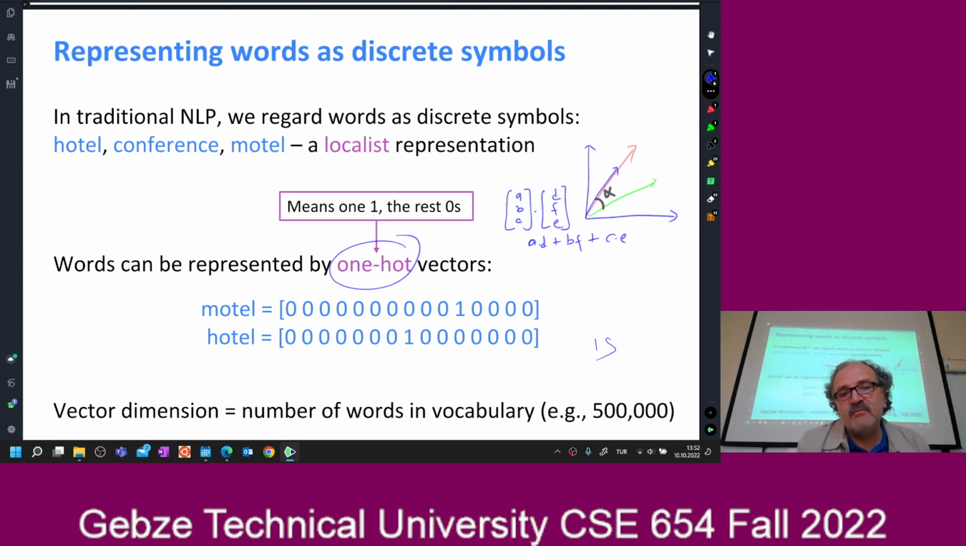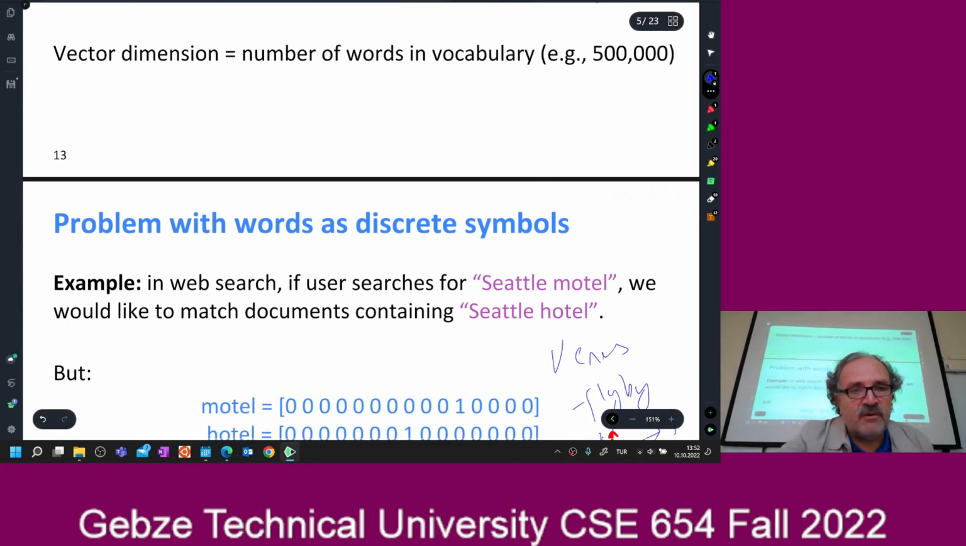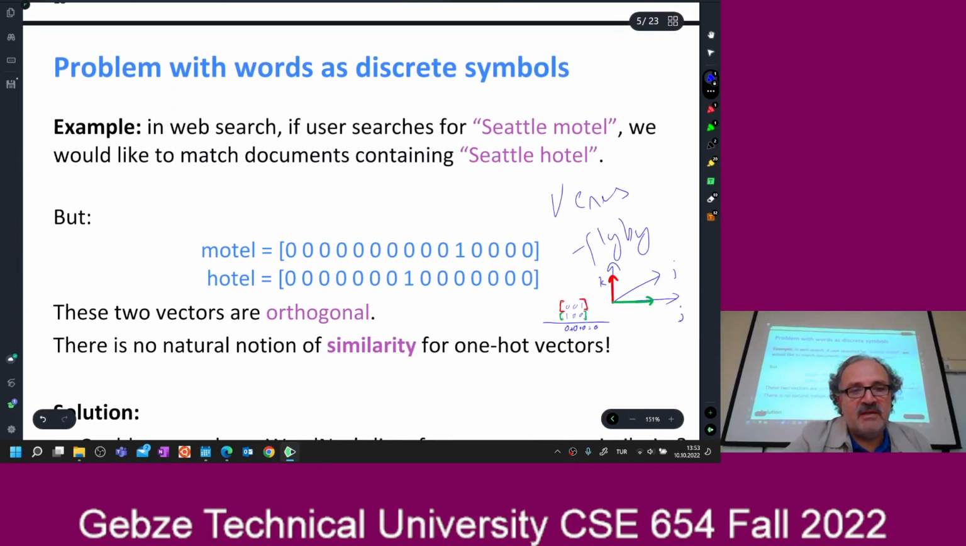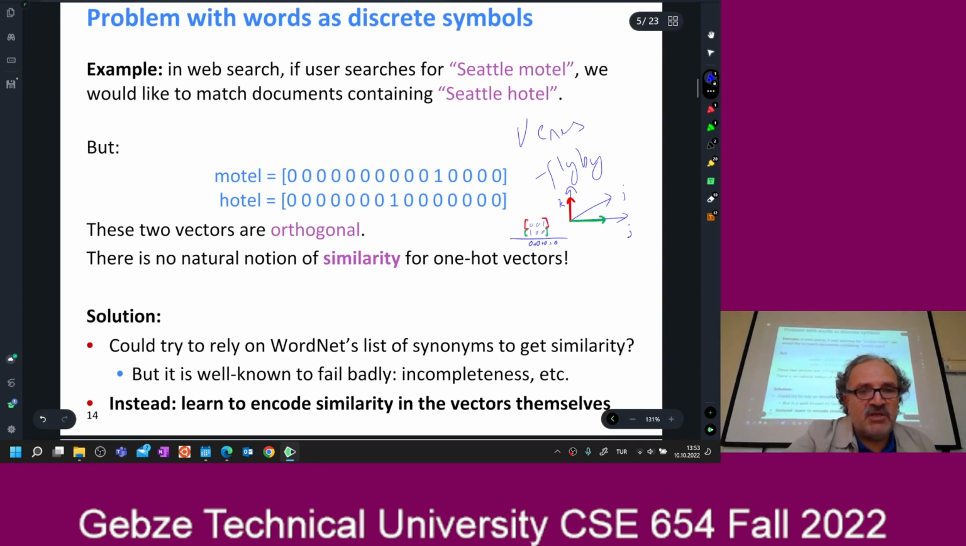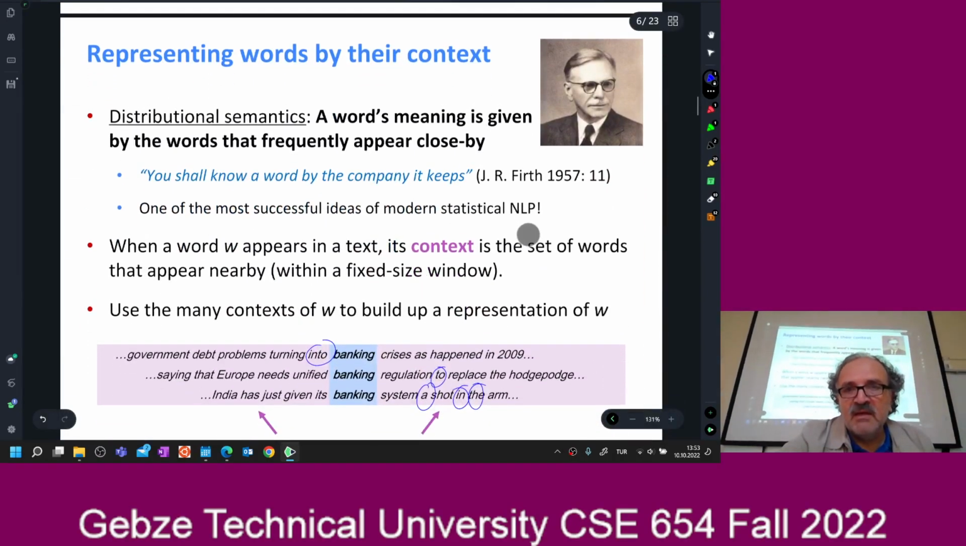For as a starting point to get to what we want actually. Okay, so this one is bad, or the vectors are orthogonal to each other. Okay, there is no natural notion of similarity for one-hot vectors. Instead, we will learn to encode similarity in vectors themselves.